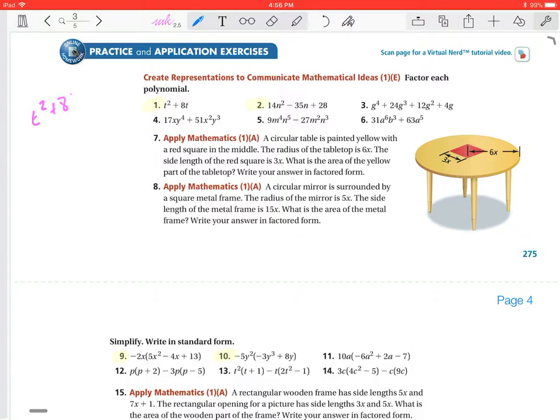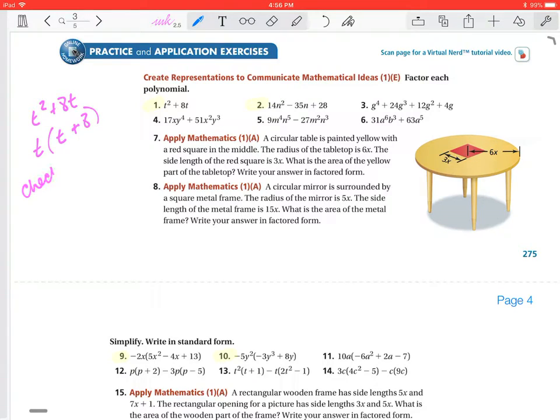Number 1 is t squared plus 8t, and I want to factor out a GCD. The GCD on this one's pretty straightforward. I can just factor out a t. I can't do a t squared because I only have one t squared. So this is going to give me t plus 8. So I've factored out a t.